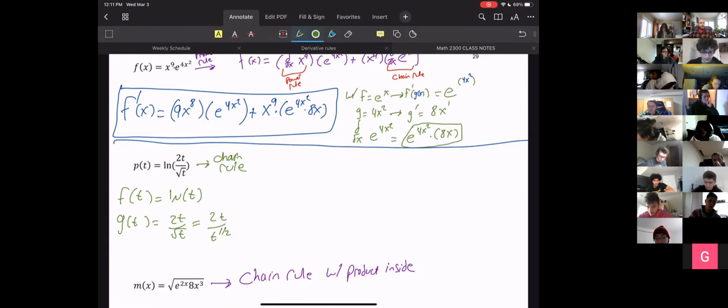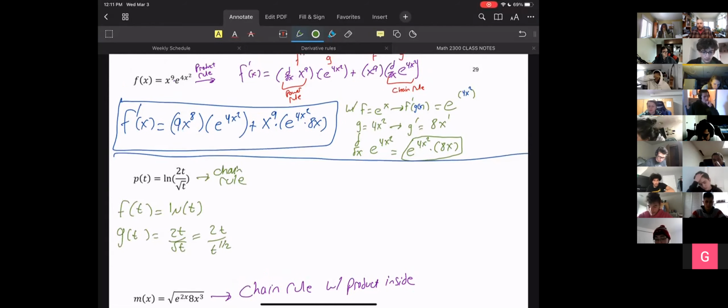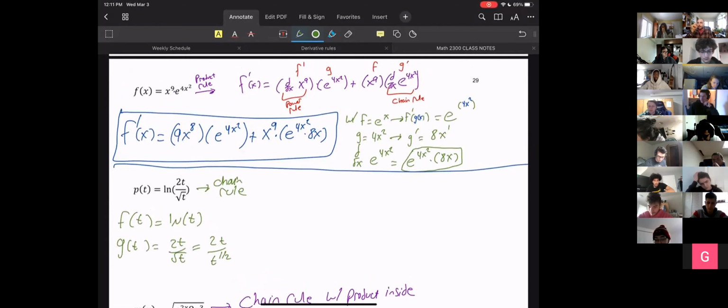And so this one's really just a chain rule, but then we're going to have a quotient rule inside it. So it's a little bit different than the last one, right? The last one was a product rule that had a chain rule in it. This one is a chain rule that has a quotient rule. So let's keep going. We take the derivative of f.